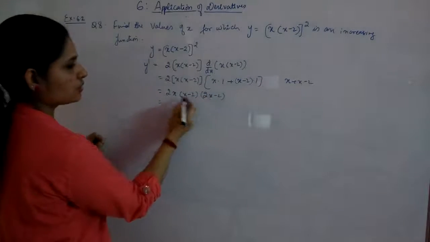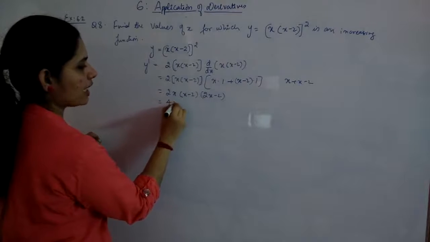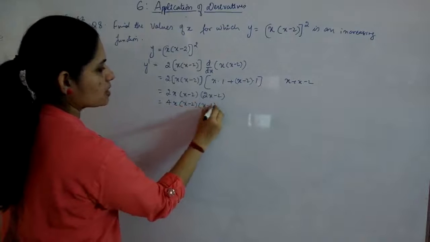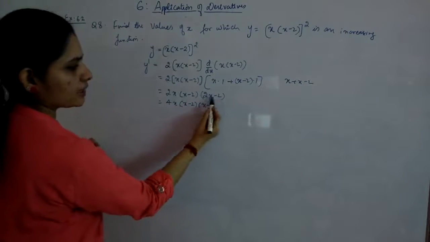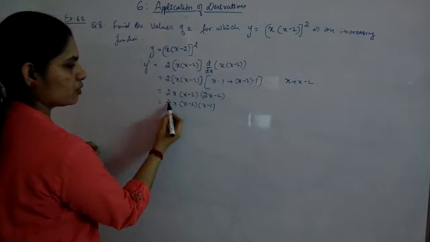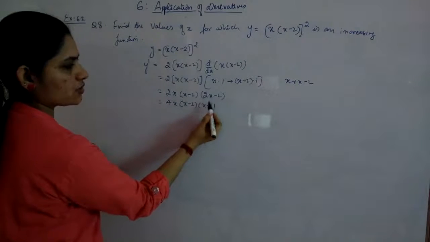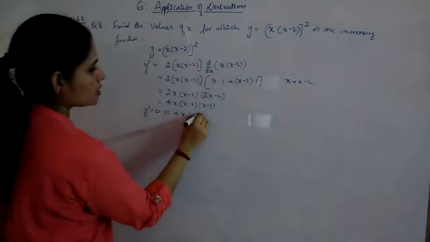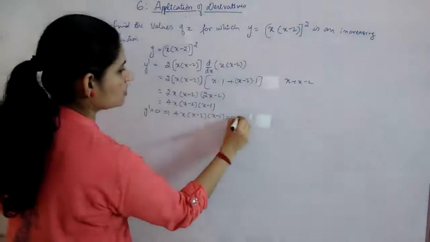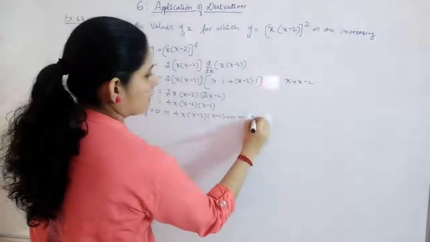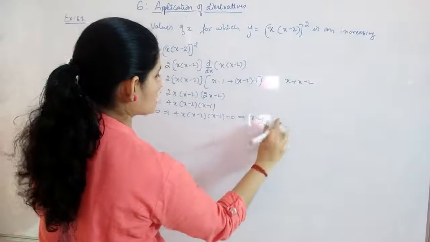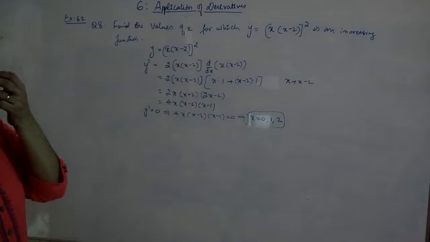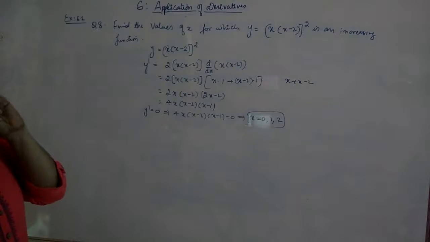Again you can take 2 from this. So you'll get 2 into 2, 4, into x into (x minus 2) into (x minus 1). From here I took 2 out, so it became 4. Now y dash equal to 0 will give you 4 into x into (x minus 2) into (x minus 1) equal to 0, which will give you x as 0, x as 1, x as 2. So these are the three values which you are getting, which will break the interval into parts.